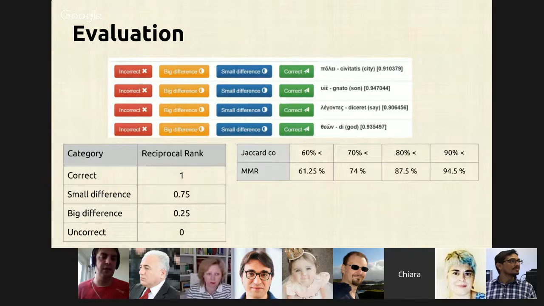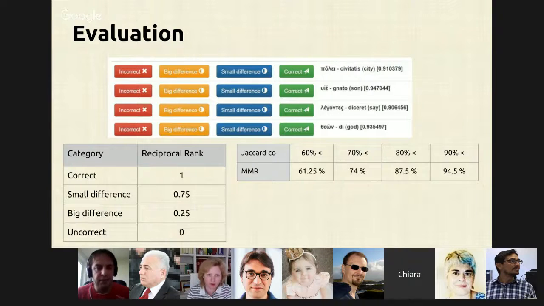Correct, we give 1. The small difference, 0.75. Big difference, 0.25, and incorrect, 0. So we found that if the Jaccard value is greater than 90%, we have accuracy of about 94%. If the Jaccard value is greater than 80%, we also have good accuracy.